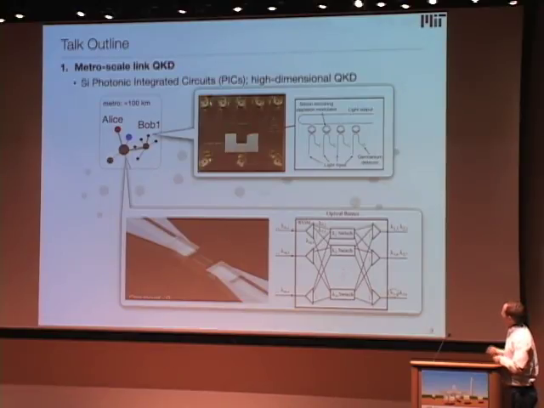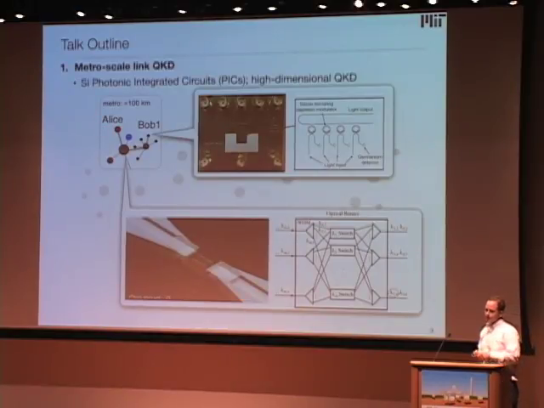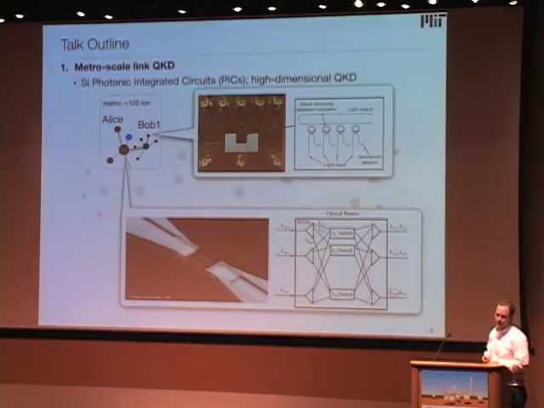So in the outline, I'll first concentrate on these metro scale links where we don't need repeaters and tell you a bit about the research in my group, at least, on using silicon photonic integrated circuits to increase the key rate that you can generate between two participants in these metro networks, and also how you may overcome some limitations of hardware, for example, of detectors, using different coding schemes. In particular, I'll talk a bit about a high-dimensional QKD field trial that we recently established.